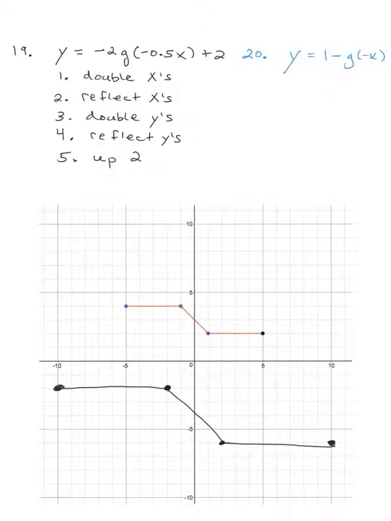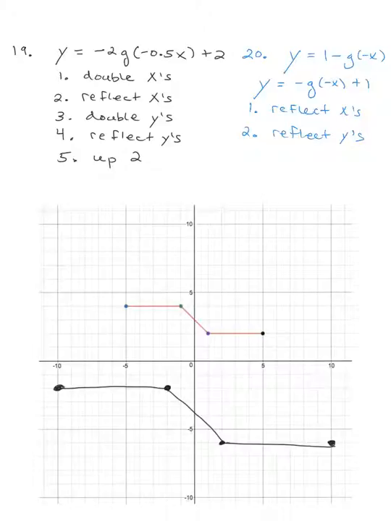For the last one here, I think it's worth rewriting the function because it's kind of difficult to see what that 1 at the start does. Like every time we wrote the equations, the number 1 at the very end. So I'm going to reorder this. I'm going to write this as y is equal to -g of -x plus 1. Those two are definitely the same. And written this way, I can now see what the 3 steps are for this equation. First, I'm going to reflect the x's. Then I'm going to reflect the y's, and then I'm going to go up 1.